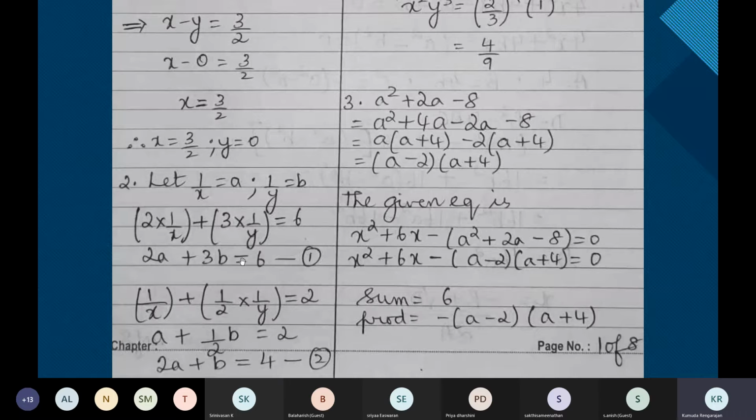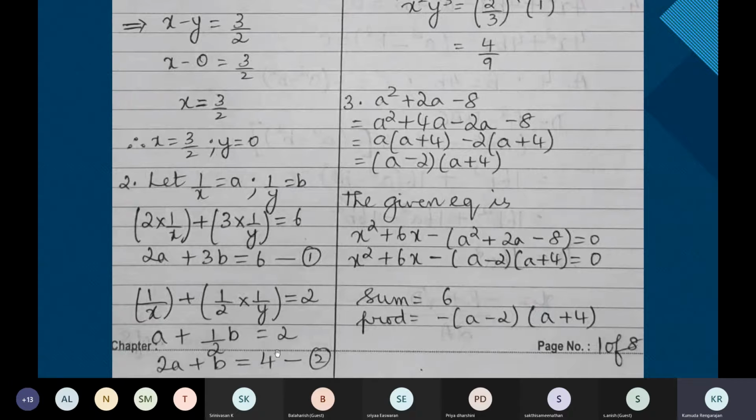And the next one, we have 1 by x plus 1 by 2y. The second term is 1 by 2y, which is nothing but 1 by 2 into 1 by y. We have called 1 by x as a and 1 by y as b. So it's a plus 1 by 2b is equal to 2.